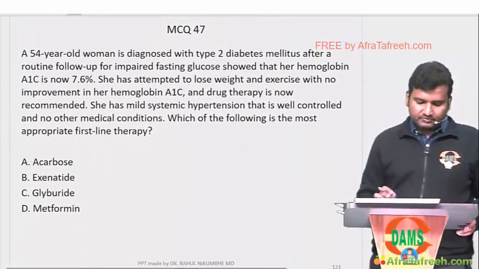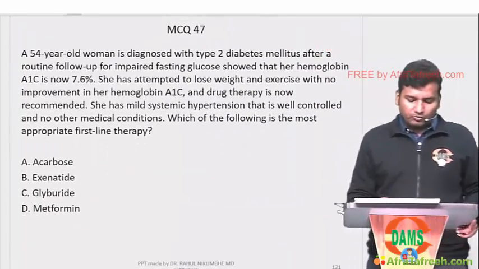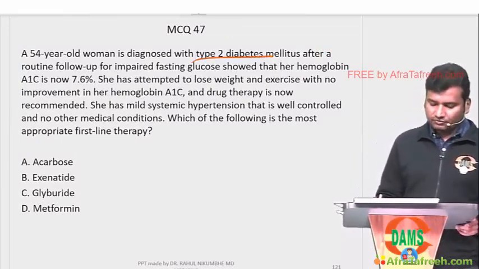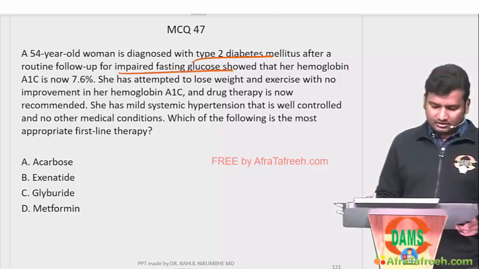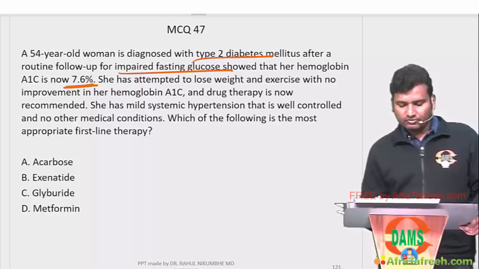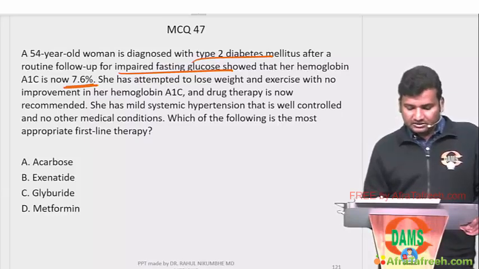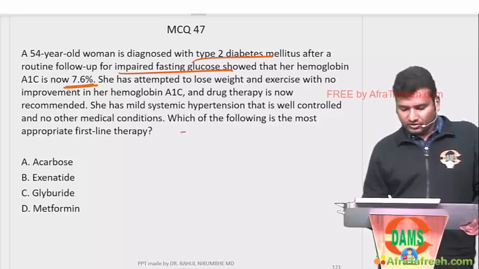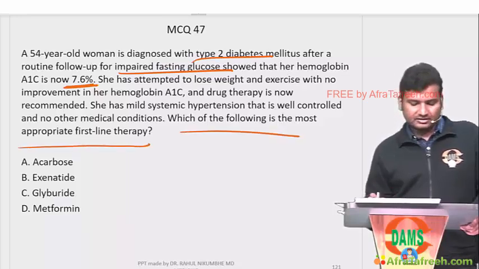Then 47. A 54-year-old woman is diagnosed with type 2 diabetes mellitus after a routine follow-up for impaired fasting glucose showed that her HbA1c is now 7.6. She has attempted to lose weight and exercise with no improvement in her HbA1c, and drug therapy is now recommended. She has mild systemic hypertension that is well controlled and no other medical conditions. Which of the following is the most appropriate first line therapy?